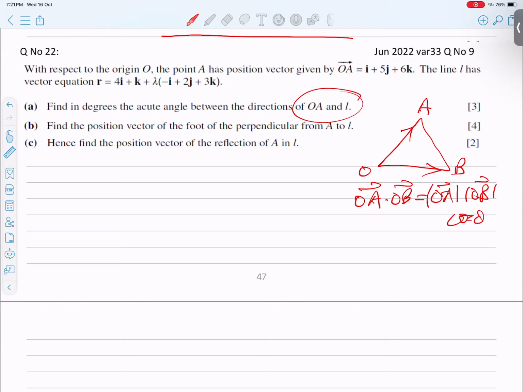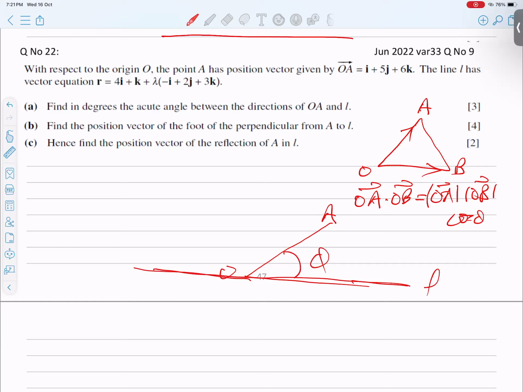But in the current situation, we have OA and a line L. For example, I draw OA, and line L is going this way, and this is the angle I'm looking for. So the formula turns out to be OA dot something. What comes here is very interesting, and I discussed it many times. This is a point, and this is called direction. I always take the direction; I will never take the point.